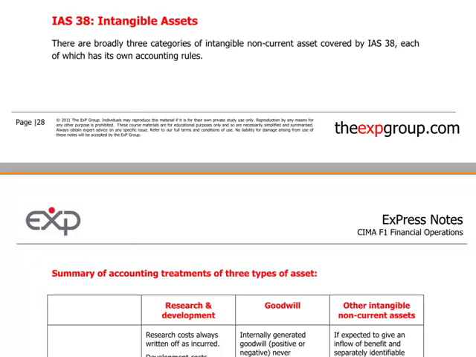We are in chapter 6 and we are covering within this video IAS 38 intangible assets, which starts at page 28 of your chapter of Express Notes. This chapter has been split into its two parts, IAS 16, a previous video, which is the tangible non-current assets, and IAS 38, we cover now the intangible assets.